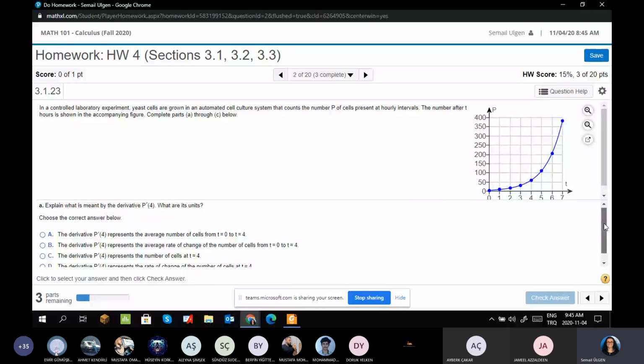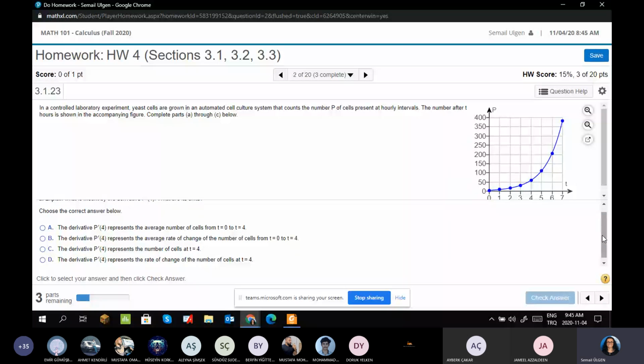They say choose the correct answer below, and what are its units. Let's read A, B, C, D. The derivative P prime at 4 represents the average number of cells from t equals 0 to t equals 4. Or, it represents the average rate of change of the number of cells from t equals 0 to t equals 4. Or, it represents the number of cells at t equals 4. Or, it represents the rate of change of the number of cells at t equals 4. Which one do you think is the right answer? Is it the average rate or the rate of change? How would you think about that?